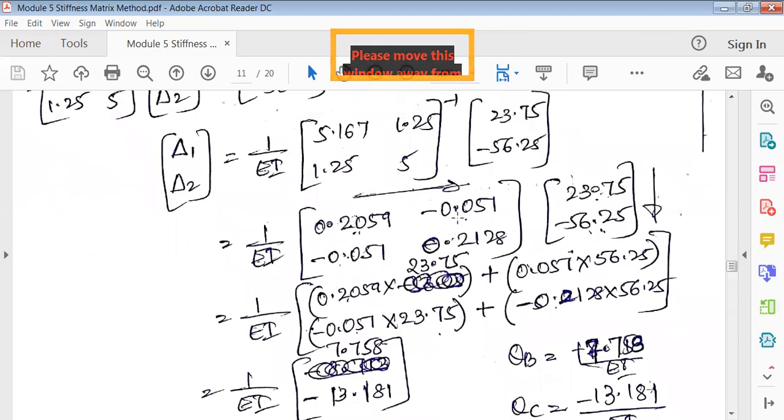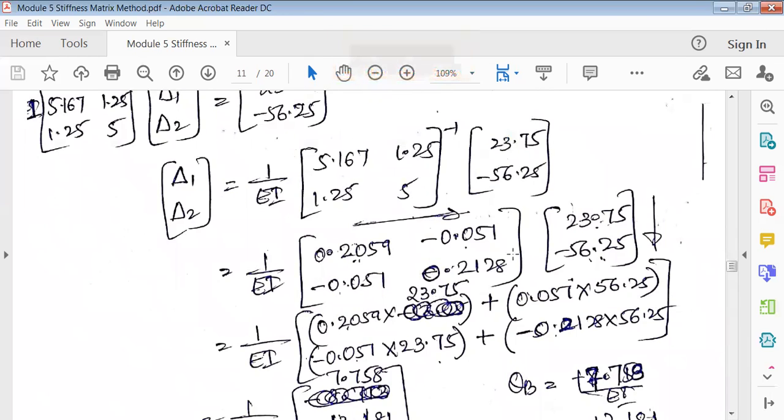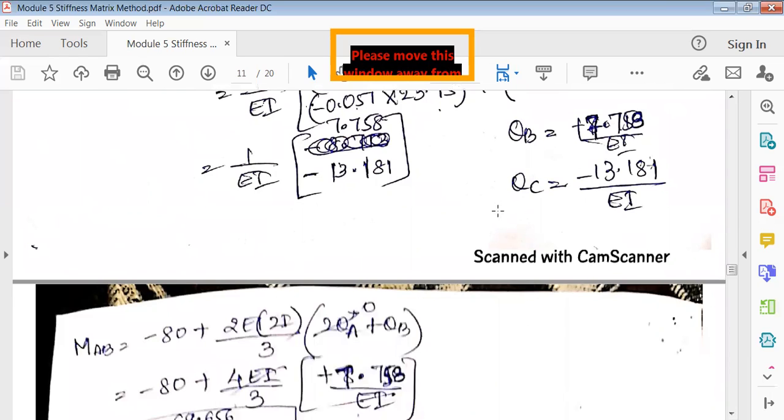Again it is a simple 2 by 2 matrix. Whatever previous steps you have calculated, use the same in the calculator. This is matrix A inverse, matrix B. So when you solve it in the calculator, you get theta B. So theta B is equal to 7.758 over EI. Theta C is minus 13.18. So put it back in the equation.